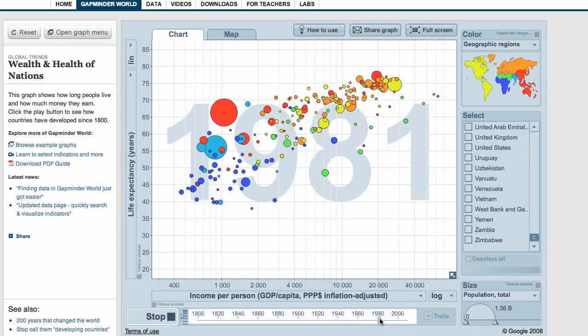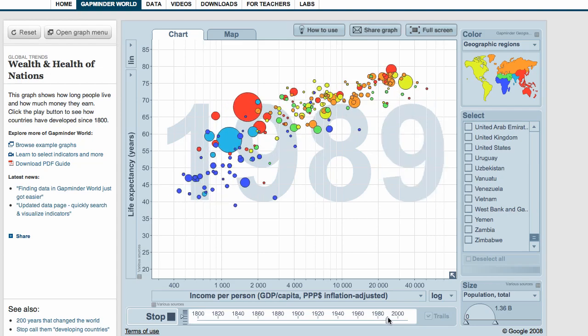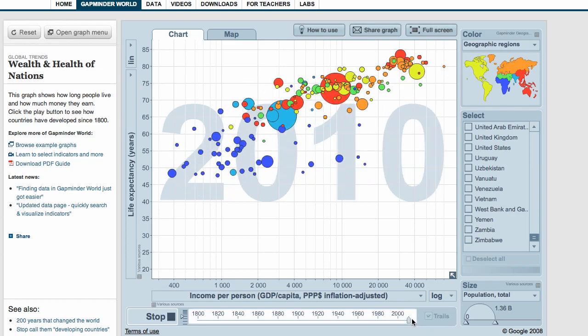And now we can see, after Nixon visits China, essentially opening China to the West in many ways, China's economy starts to take off and the income starts to increase. That ball is moving pretty rapidly to the right, and life expectancy is increasing dramatically as well. And again, that story could be investigated for any country on earth.